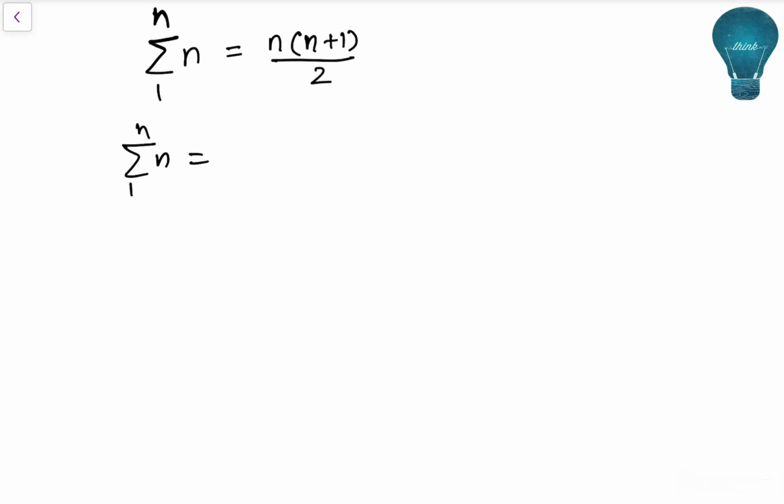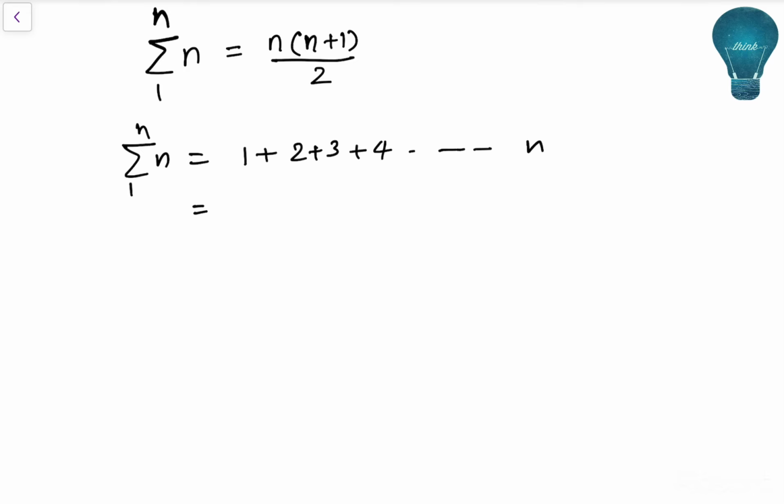We know the formula of sigma n. Sigma n means from n is equal to 1 to n. It is written n(n+1)/2. We know this formula and we can prove it also. Sigma n, the meaning of this, from 1 to n, is 1 plus 2 plus 3 plus 4 dot dot till n.